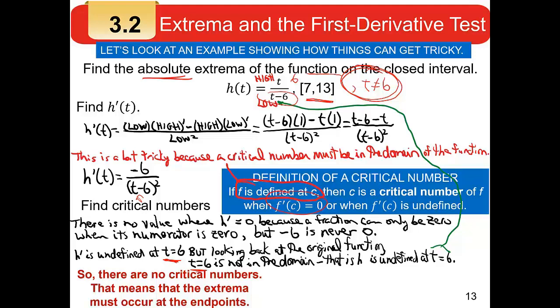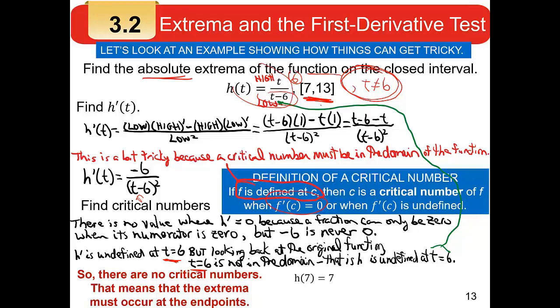So the only absolute maxes or mins are going to come from the endpoints. You have the extreme value theorem that assures you that if you've got a continuous function, and this function is continuous as long as you stay away from 6, and the interval from 7 to 13 does stay away from 6. So it satisfies the extreme value theorem. So you know there's going to be an absolute max or min, it'll just have to be at the endpoints.